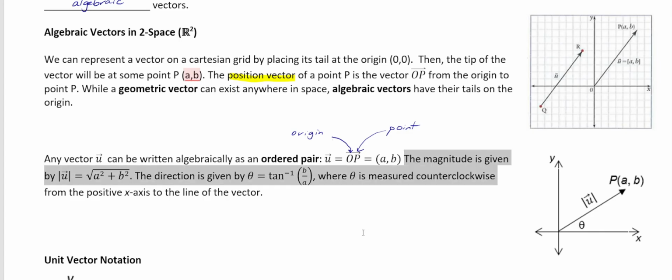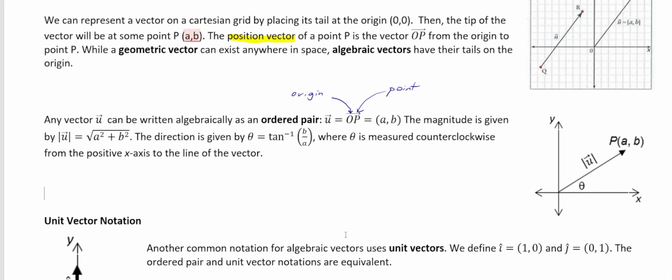The magnitude is given by the absolute value of u is equal to the square root of a squared plus b squared. The direction is given by theta equal to tan inverse of b over a, where theta is measured counterclockwise from the positive x-axis to the line of the vector. And so if we're measuring theta counterclockwise from the positive x-axis, that means that theta is in standard position.